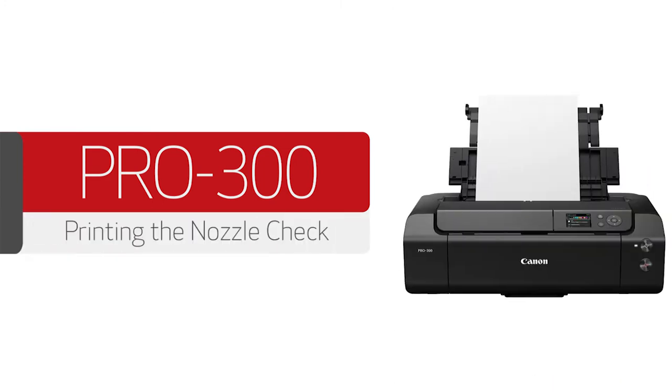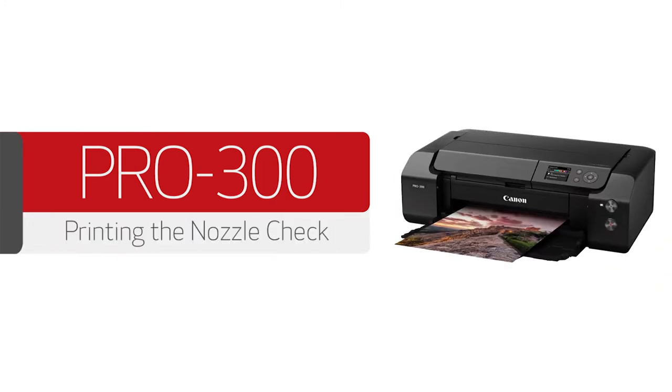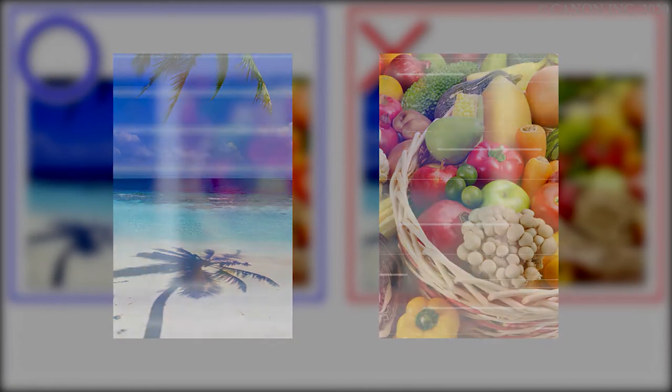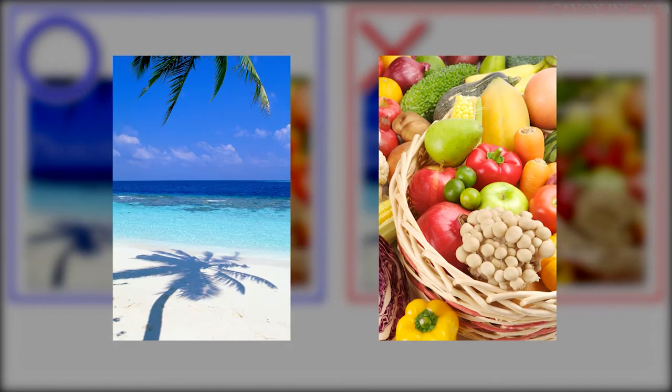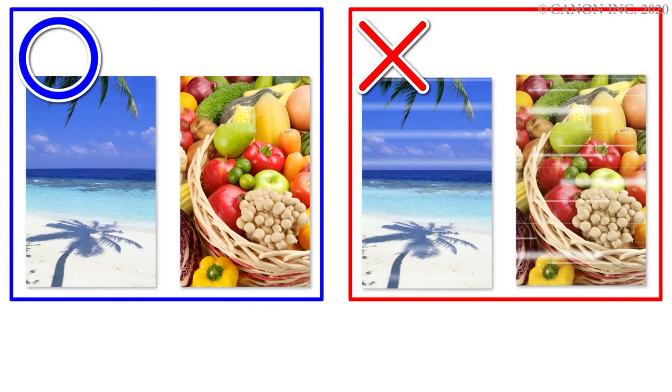In this video, we'll show you how to print a nozzle check pattern to check print quality. If colors are uneven or printing is faint, try print head cleaning. Print head cleaning unclogs the nozzles and improves uneven colors and faint printing.